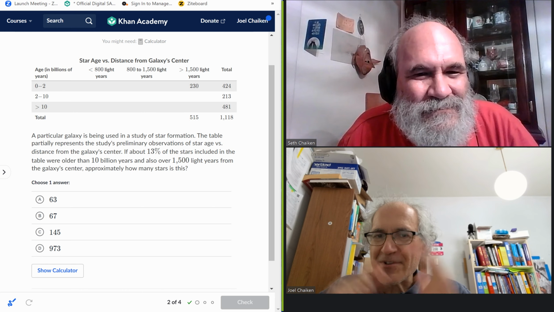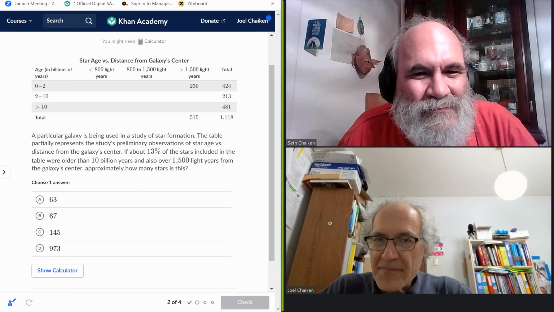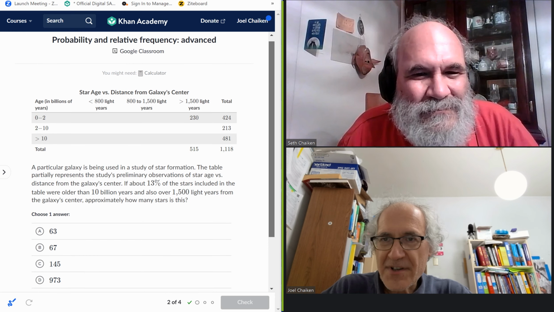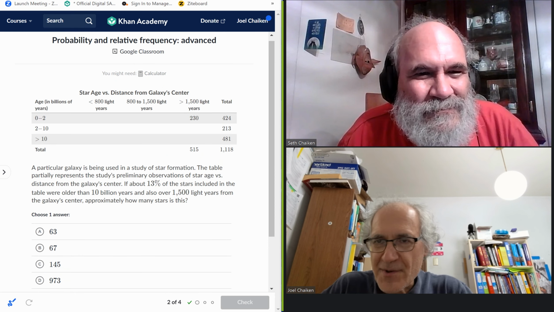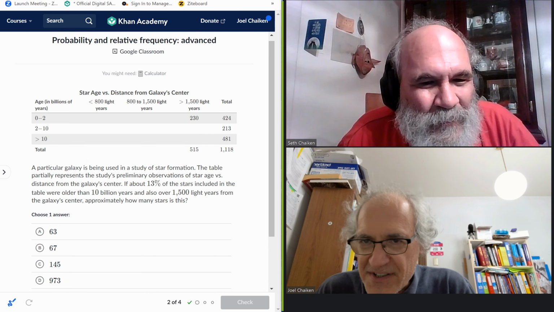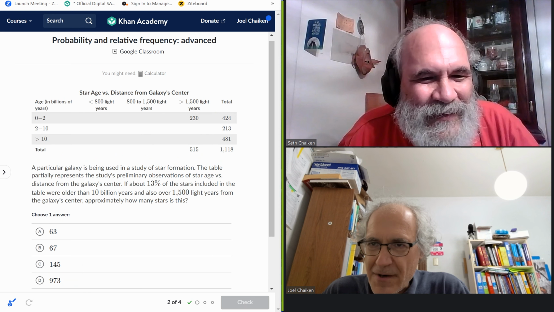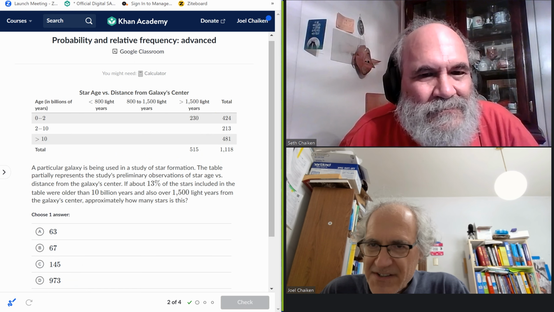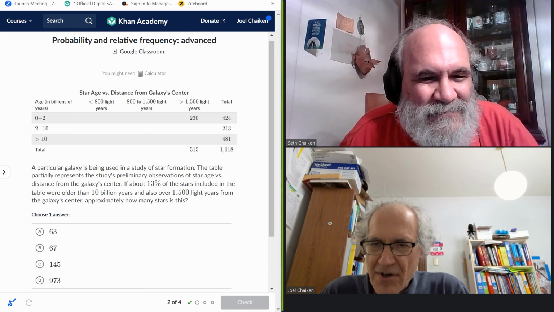Second question, because that was too weird of a question. Do they say what the topic is? Yes, they do. Okay, multiple choice question. Please try it, pause it, and come back. Star age versus distance from galaxy center. Age in billions of years.